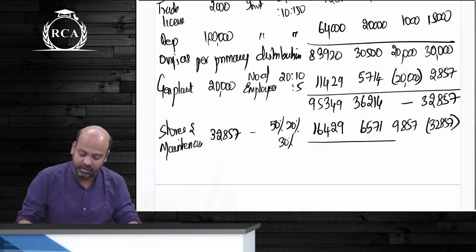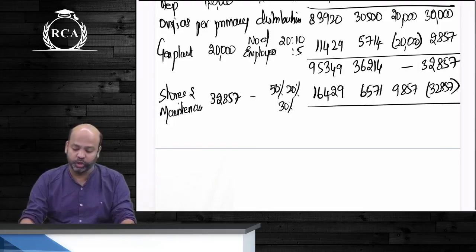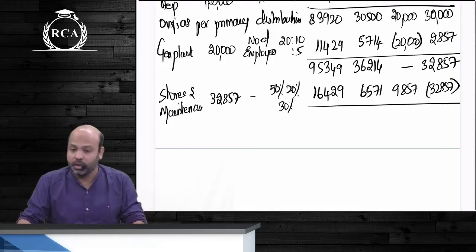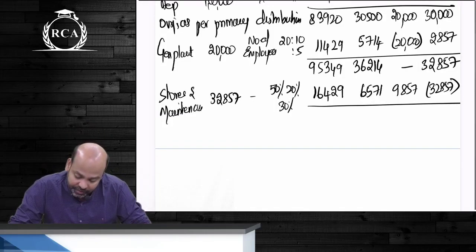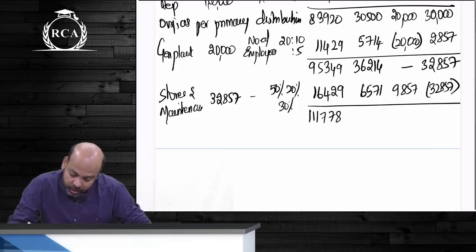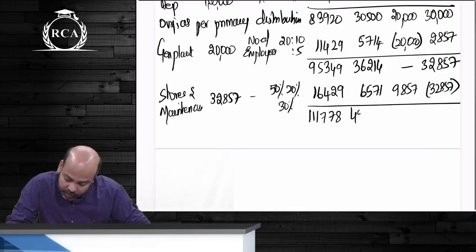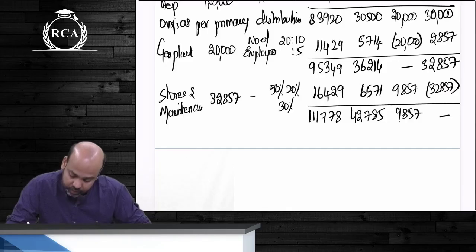This will be one cycle. ऐसे you will have to perform 2 more cycles, guys, for reapportionment. The total of this beta 1695, 1,11,720, 60, 78. This will become 42,785. This will be 9,857 and 0.